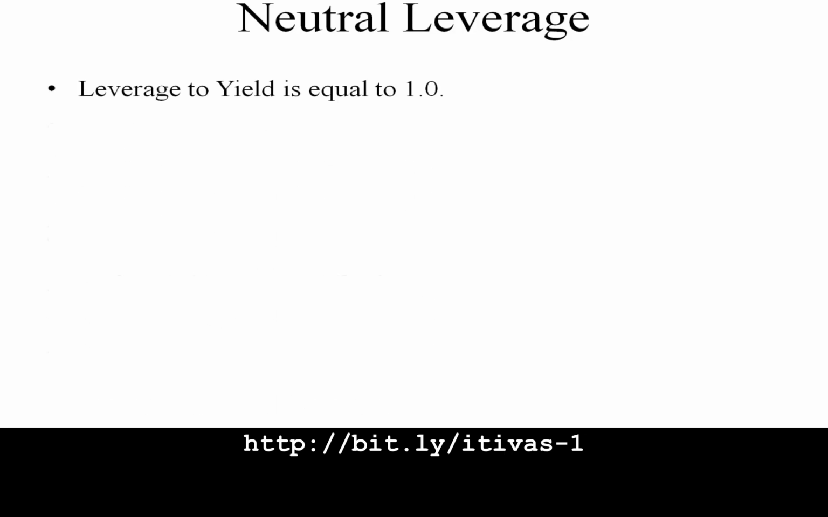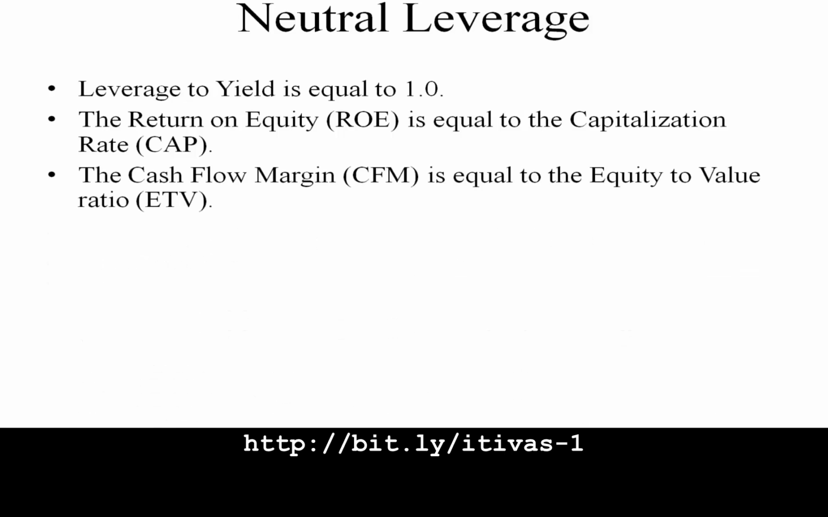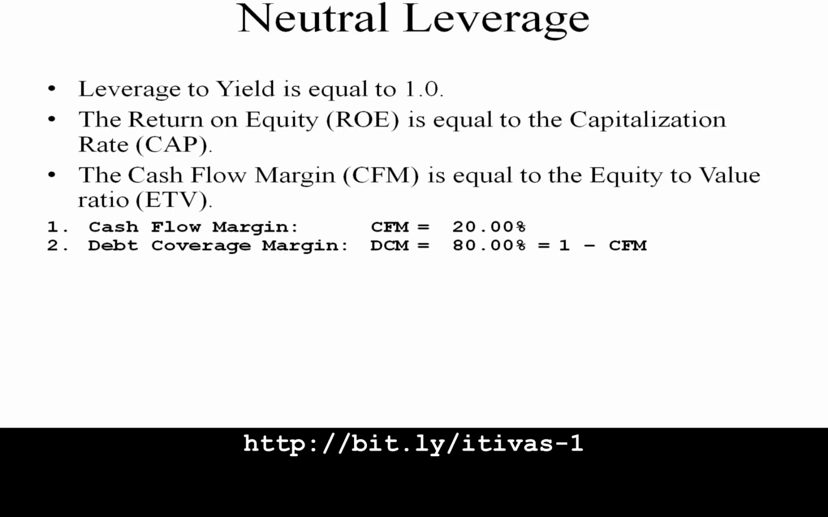Neutral leverage. Leverage to yield is equal to 1.0. That means the return on equity, ROE, is equal to the capitalization rate, CAP. The cash flow margin, CFM, is equal to the equity to value ratio. Cash flow margin, CFM, equals 20%. Debt coverage margin is the complement of cash flow margin, is 80%. Debt coverage ratio is the reciprocal of debt coverage margin, 1.250. This is a very typical debt coverage ratio for commercial properties.